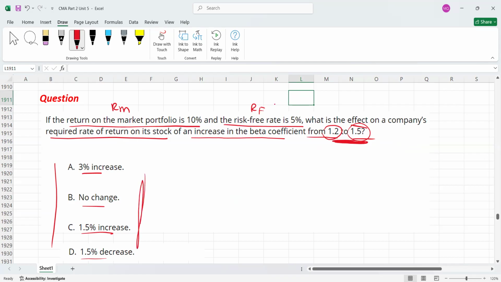Here we go, putting the CAPM equation first. Required rate of return equals risk-free rate plus beta times return on market minus risk-free rate. First I'm keeping beta as 1.2. So 1.2, and the risk-free rate is 5% plus 1.2 times return on market, 10%, minus 5%. If you solve, how much will you get?